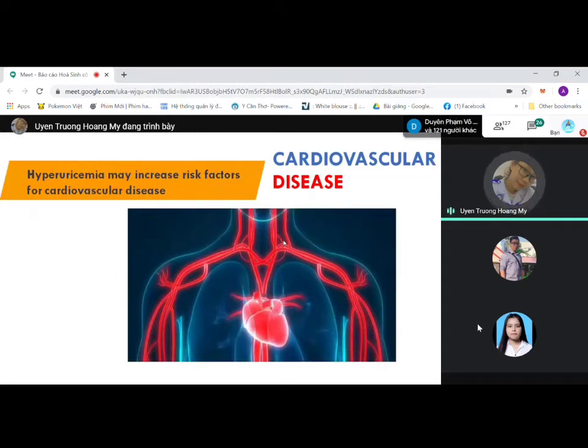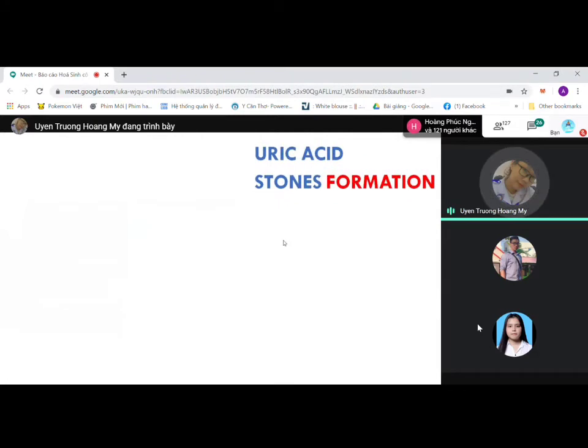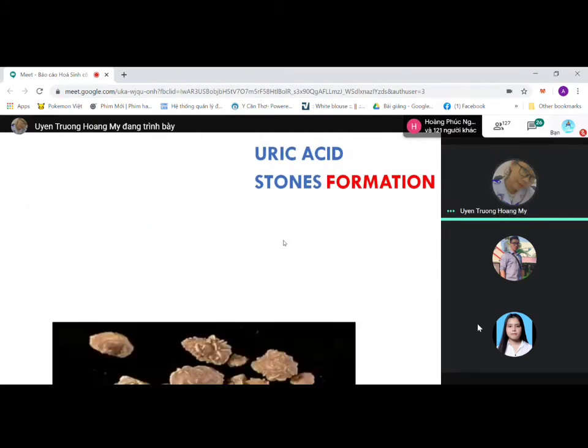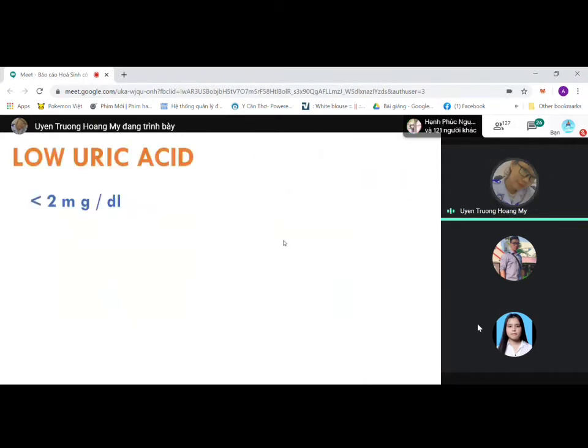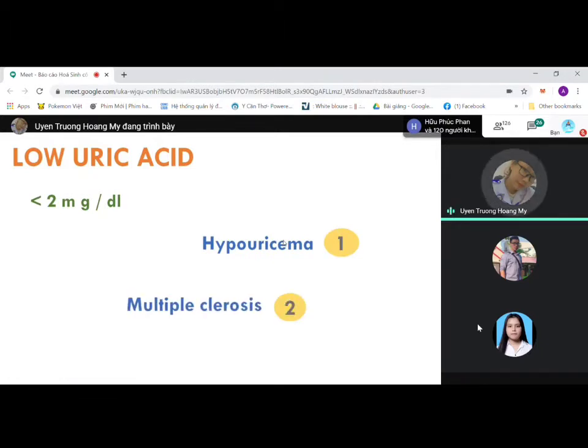Next is cardiovascular disease. Hyperuricemia may increase risk factors for cardiovascular disease. And the last one is uric acid stone formation. So, how about low uric acid? When you have less than 2 mg per deciliter, it's related to some cases such as hypouricemia and multiple sclerosis.